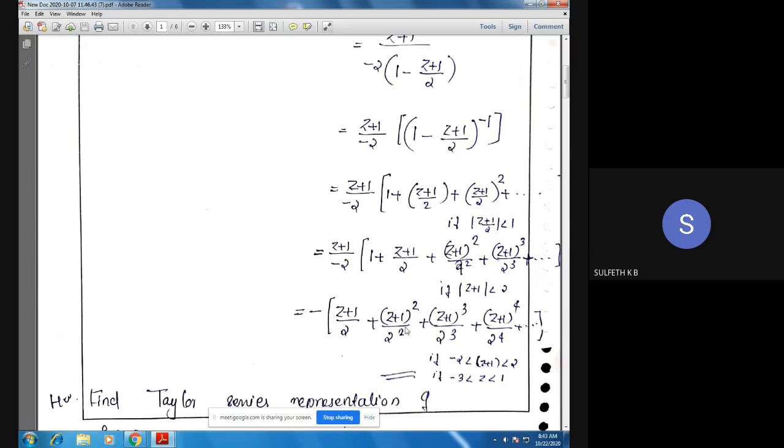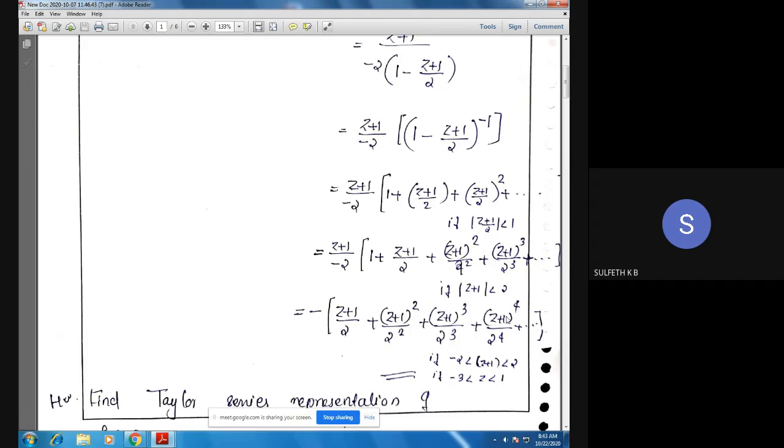Therefore, we get the Taylor series and the series of convergence. The series of convergence: the condition modulus of z+1 less than 2 we can change as minus 2 less than z+1 less than 2. We add minus 1 throughout: minus 2 minus 1 will get minus 3, z+1 minus 1 will get z, and 2 minus 1 will get 1. Therefore z is in between minus 3 and 1.